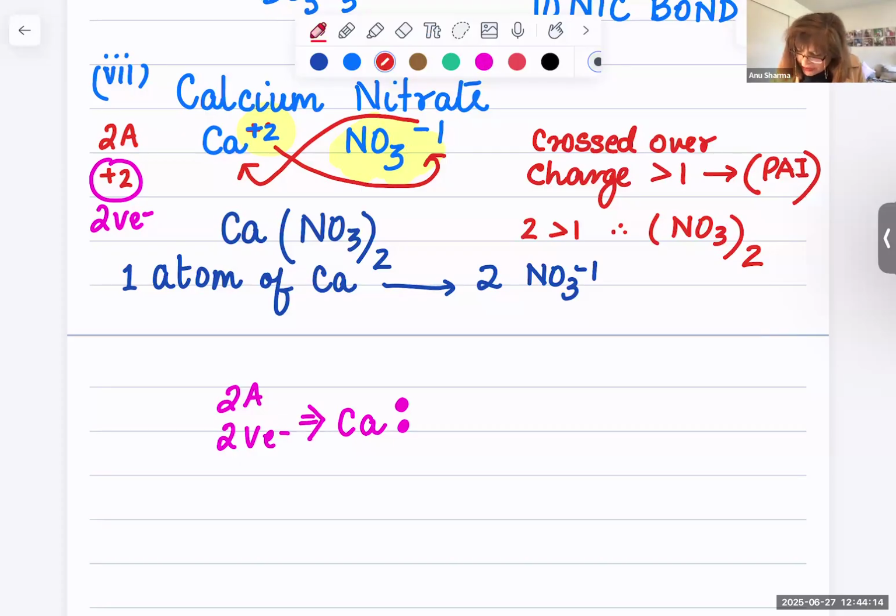So this means now it is going to bond. One goes to this nitrate, NO3 with a -1 charge, and the other NO3 with a -1 charge. So this and this will bond, and this connection will be made like this. So this is how you have 2 nitrates connected to 1 calcium.